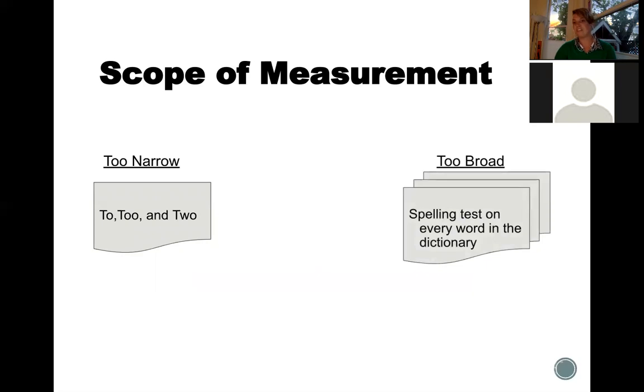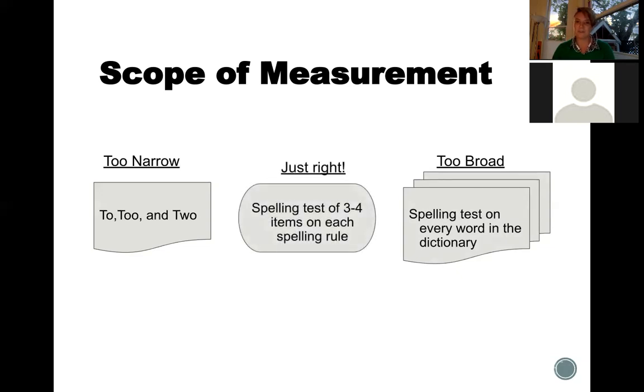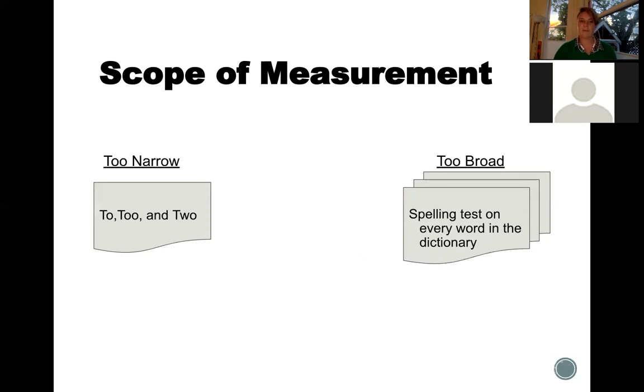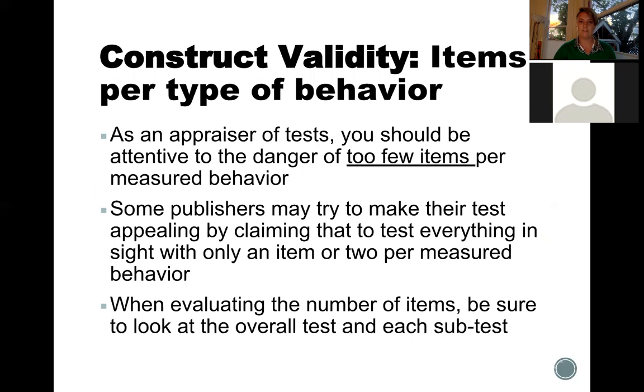But on the other hand, if we ask them to spell every single word in the dictionary, we're taking up way too much time. We're exhausting them. They probably stop spelling after 5 words. So we have to find our little Goldilocks in the middle, the spelling test that selects those indicators of their general ability to spell. That again is part of construct validity: how are we sampling that construct? We can't get at all of intelligence, but can we get at a piece of that?